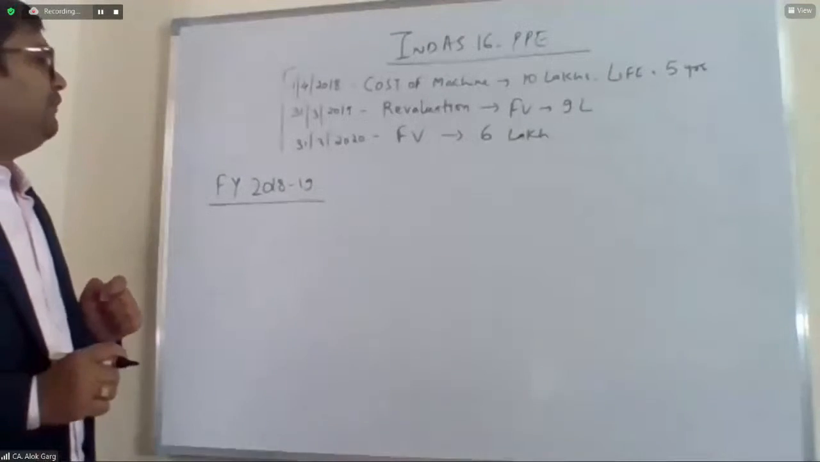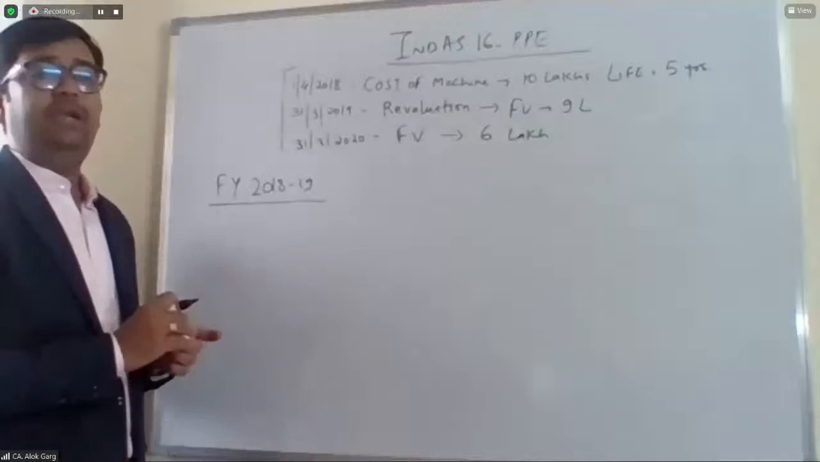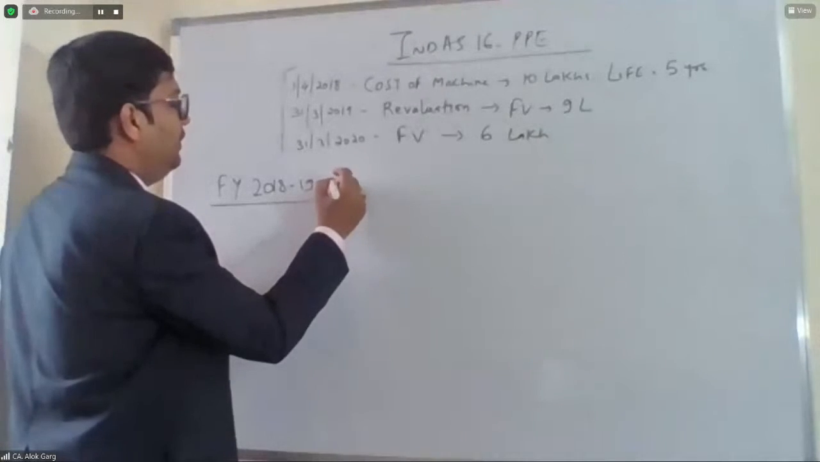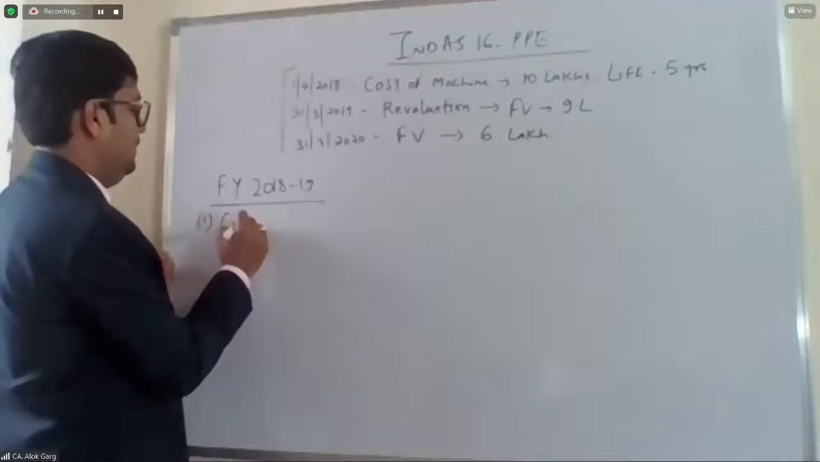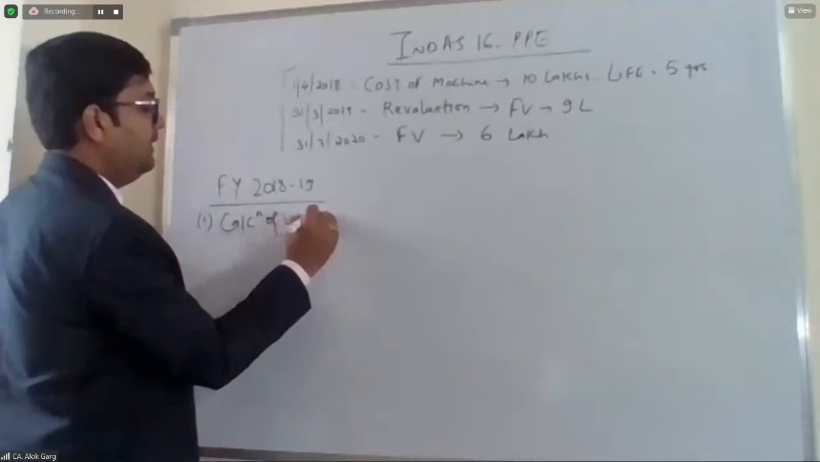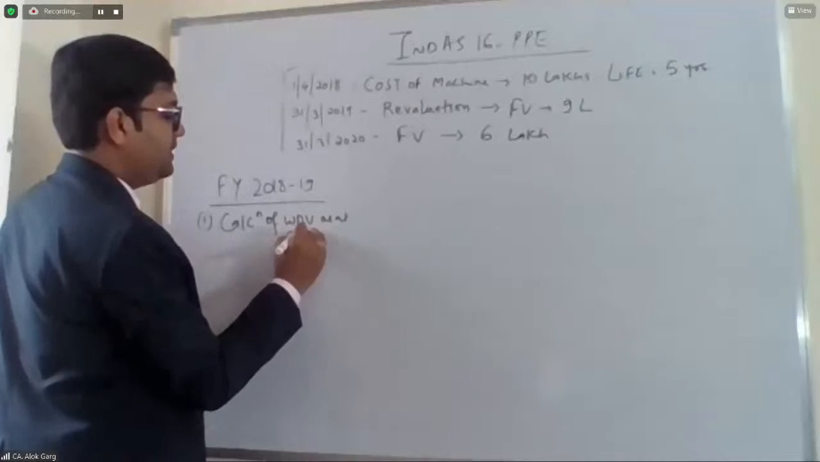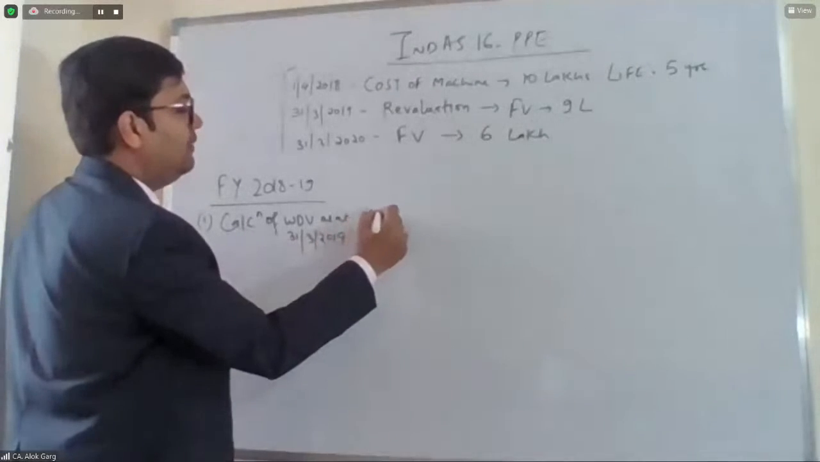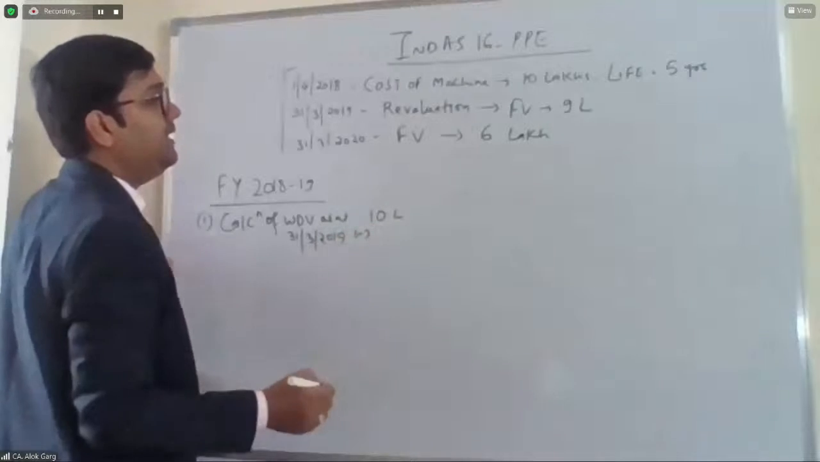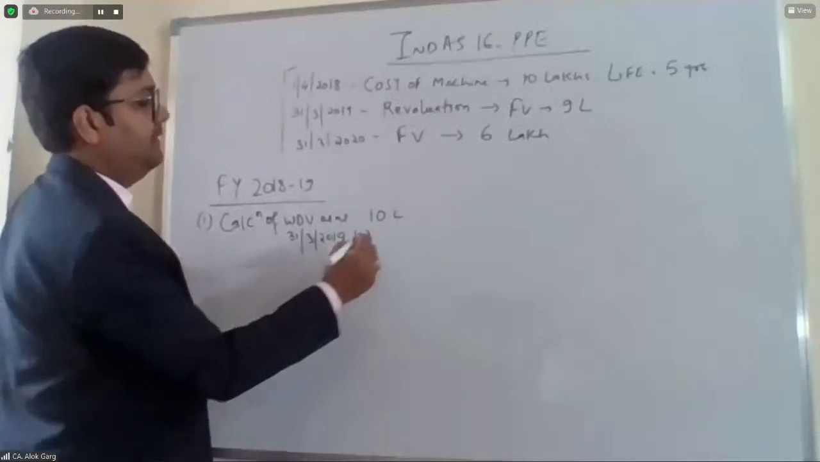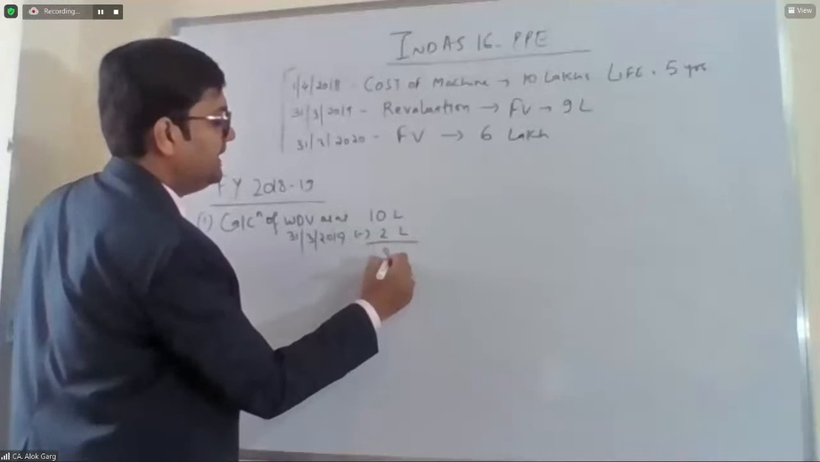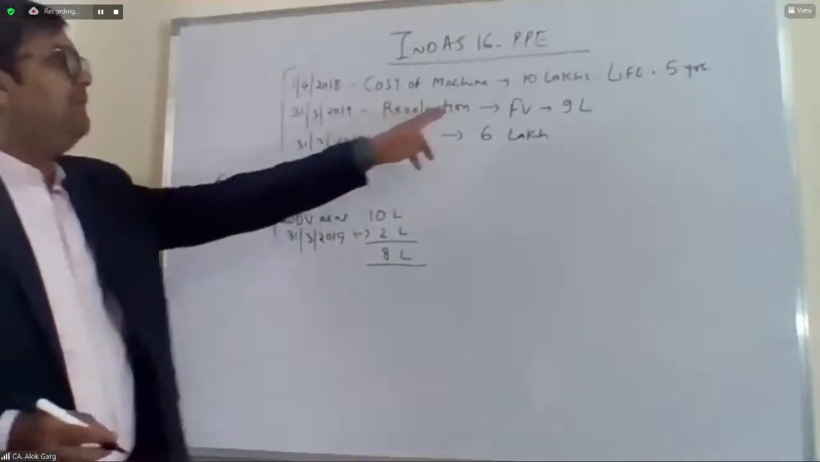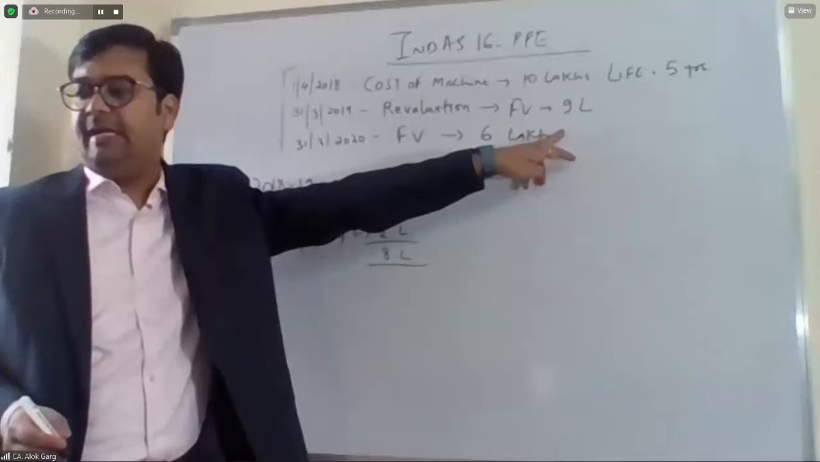First of all, in financial year 18-19, you need to calculate the WDV as at 31st March 2019. So what is the WDV? 10 lakh is the cost. What is the carrying value? 10 lakh minus the depreciation, so 10 divided by 5, 2 lakh. So the WDV is 8 lakh. The carrying amount is 8 lakh. And what is the revalued amount? The revaluation amount is 9 lakh, which is given in the question. Okay.